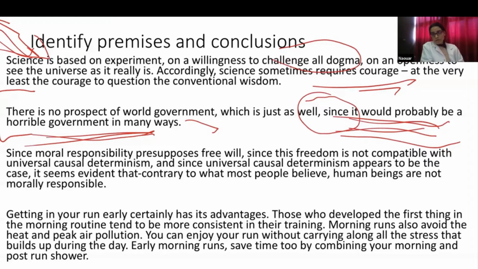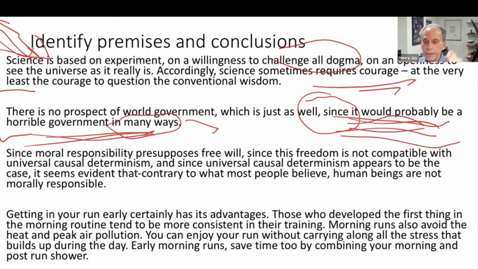Who's making the statement? To take a cue from what you said before, or common sense. It would probably be a horrible government in many ways. Well, we don't know what the many ways are, but if the author gave what these many ways were, then the author would be producing a stronger argument. So again, this is how you recognize the strength of arguments.